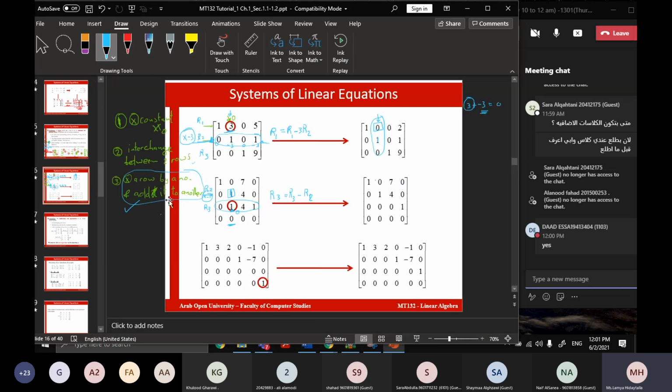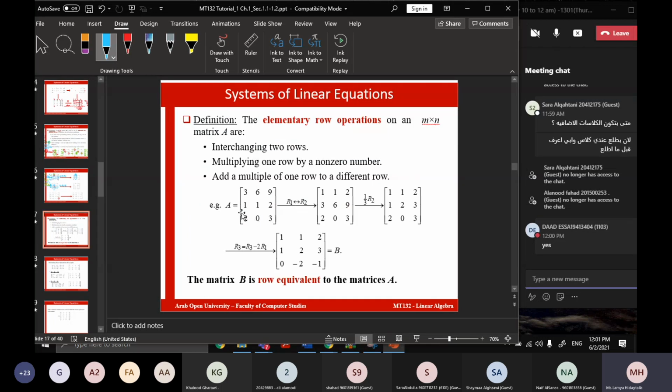Okay, so these actually are the 3 things we set here. Let me go quickly through this example and then we stop. For instance, if we have this matrix, just to show you how we do these things. For instance, now, we said the first non-zero entry should be 1.